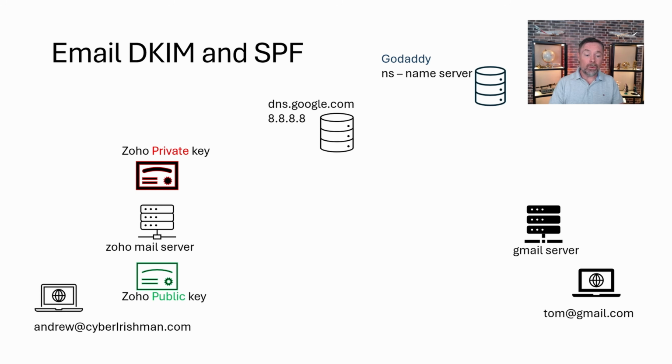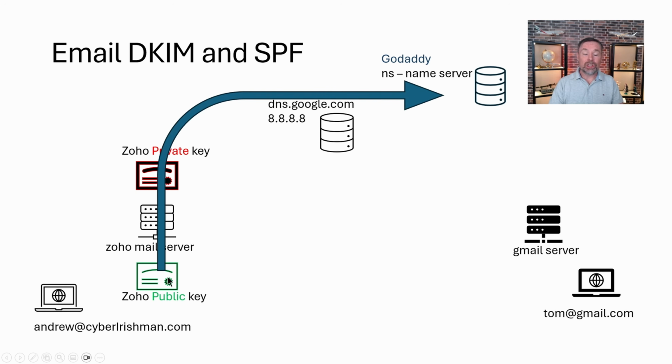So I'm going to go and I'm going to grab Zoho's public key. That's available to me because I have a Zoho email account. My email is handled by Zoho. I go into my account, I go through administration and I find the public key. And I'm going to go to the GoDaddy server and I'm going to upload that information to my DNS records.